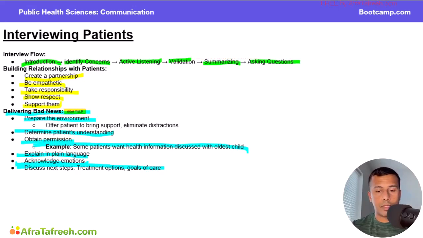So quick recap to make sure that we've got it all. The interview flow is going to be very important. You need to introduce yourself to the patient, identify their concerns, create an agenda. We need to actively listen, validate what they're saying, summarize what they're saying, and then make sure they can ask questions. In terms of building relationships with patients, we want to be partners with them. We want to be empathetic. We want to take responsibility when we make mistakes. We want to show respect, and we want to support them.